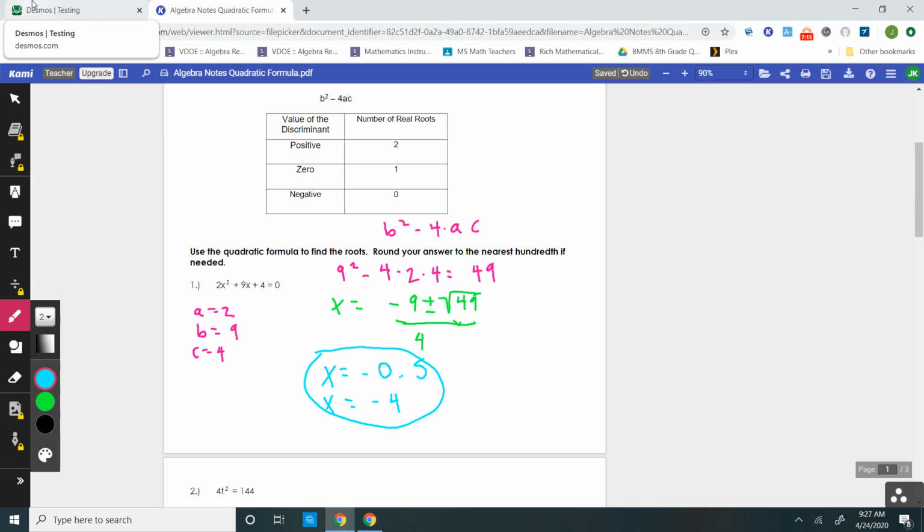You can also type it in if you have your Casio calculator still. Just know when you use the Casio, you would type -9 plus the square root of 49. You'll have to press equals before you divide by the 4. You couldn't type it in at once, or else it'll give you the wrong answer, because you want it to divide this whole thing by the 4. So if you use the Casio, you'll type the numerator and just make sure you press equals before you divide.